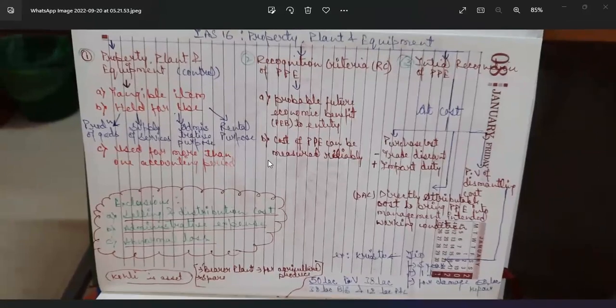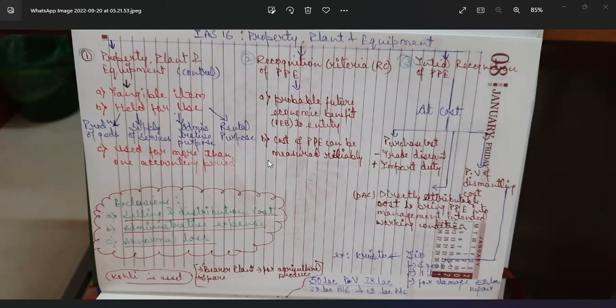Hello students, today we are going to discuss Indian Accounting Standard 16, which is property, plant and equipment. We have to discuss what is the meaning of property, plant and equipment, what is the recognition criteria, how we are going to recognize it, and what is the initial recognition of the property, plant and equipment.